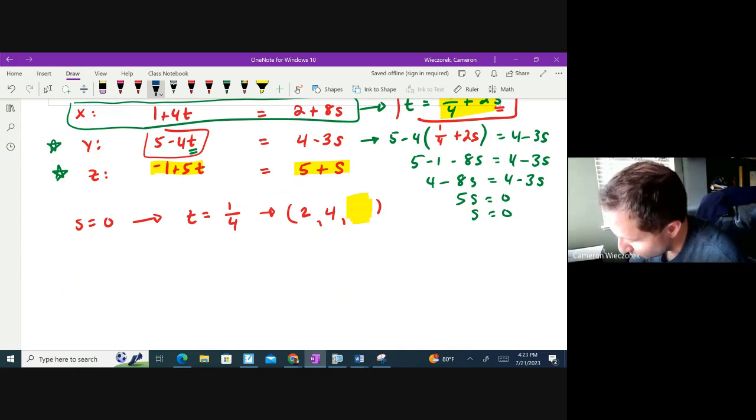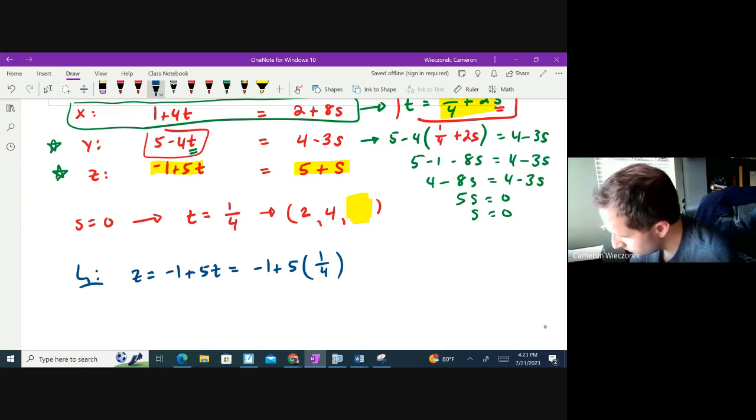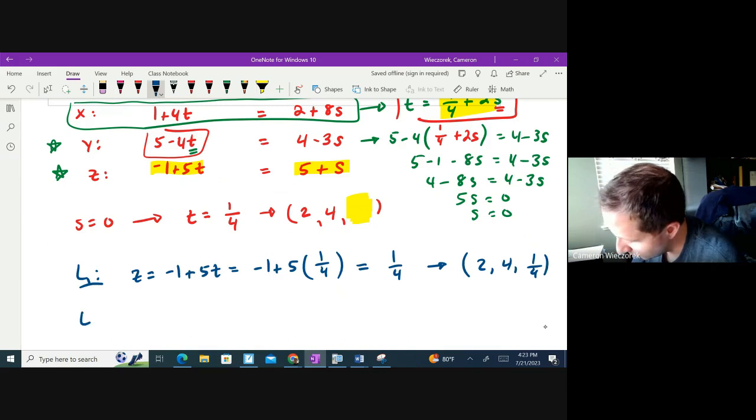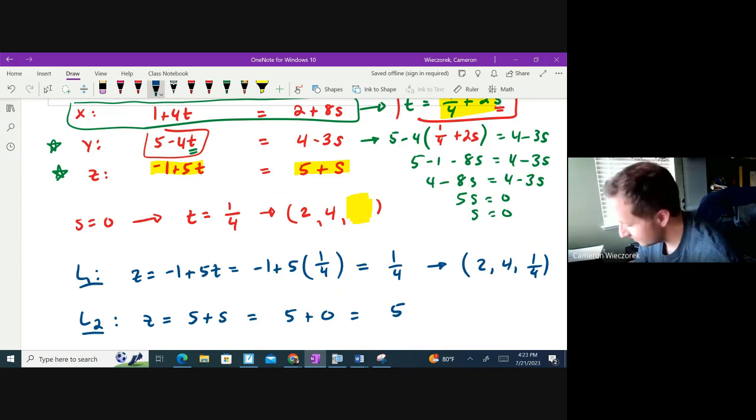Okay, here we go. For line 1, the z-coordinate is -1 plus 5t. T is 1/4. And we get -1 plus 5/4, which is 1/4. So on the first line, it hits the point 2, 4, 1/4. On line 2, let's see. We get z equals 5 plus s. S is 0. Uh-oh. We get a z-coordinate of 5, a different height.